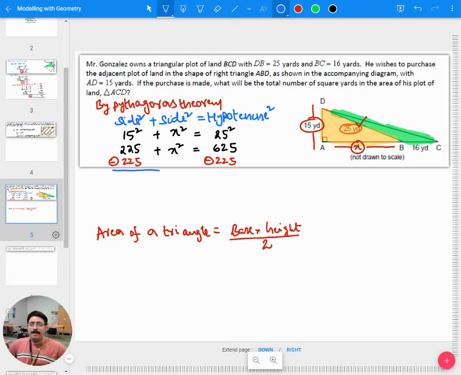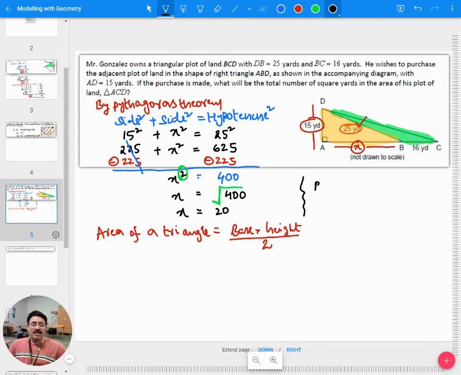When you do that, 625 minus 225 gives us 400. Then x square equals 400. Several times I told you that in order to eliminate square, we take square root on the other side. Therefore, the value of x equals square root of 400. Grab your calculator and compute what is square root 400. You get that it is 20 units. So may I take the base as 20 units? The answer is no.